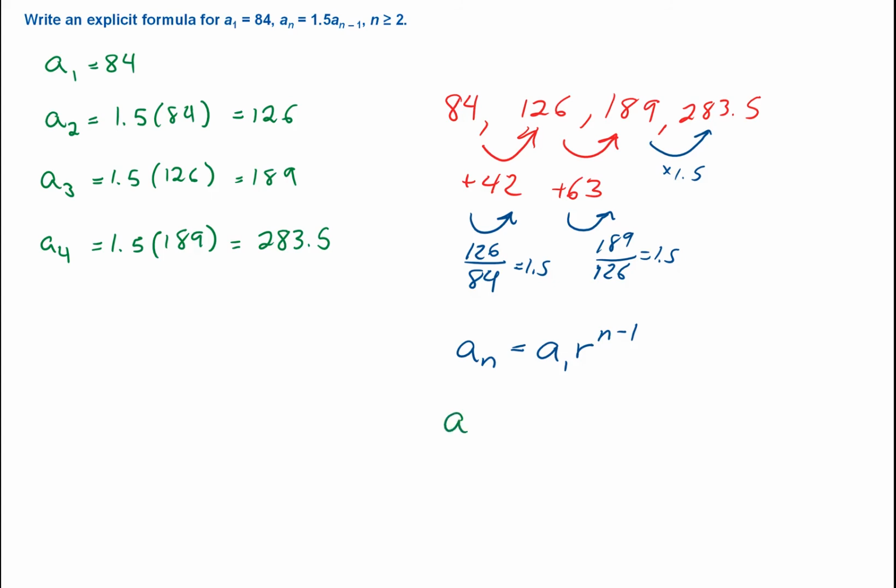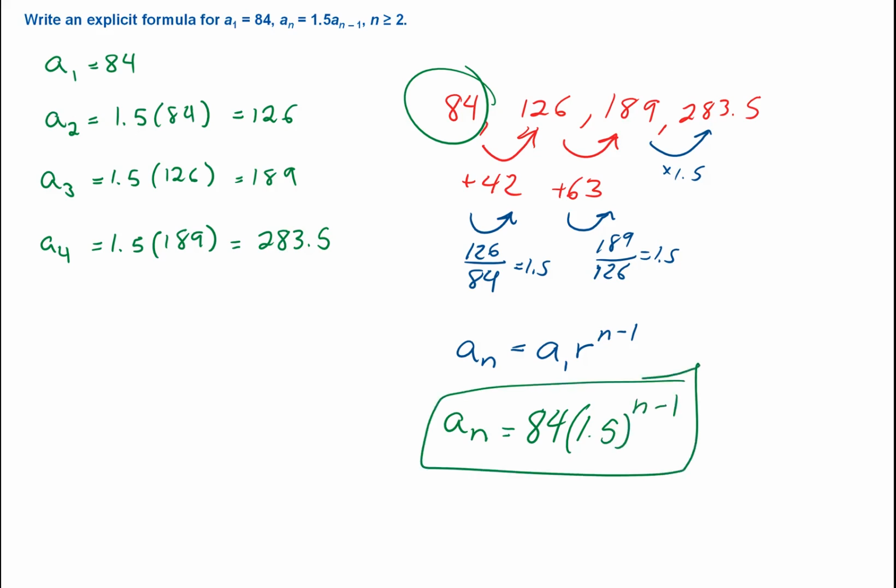I know that a sub 1, my first term, is 84. My common ratio is 1.5, to the n minus 1 power. And boom, I've got my explicit formula for this recursive formula. And I have to incorporate my skills of knowing how to write a geometric sequence. Or if that recursive formula would have given me an arithmetic sequence, I would have known how to write an arithmetic rule. So it's important to remember those two.